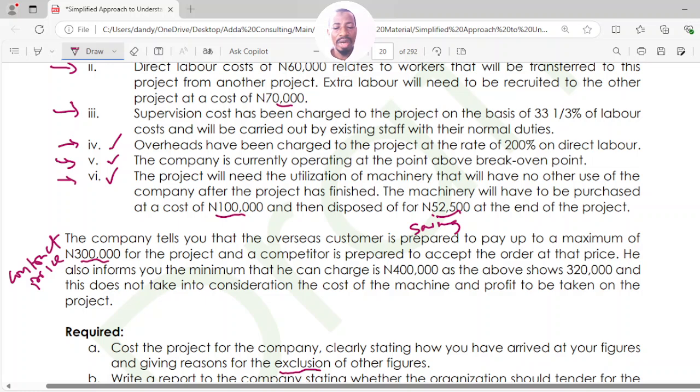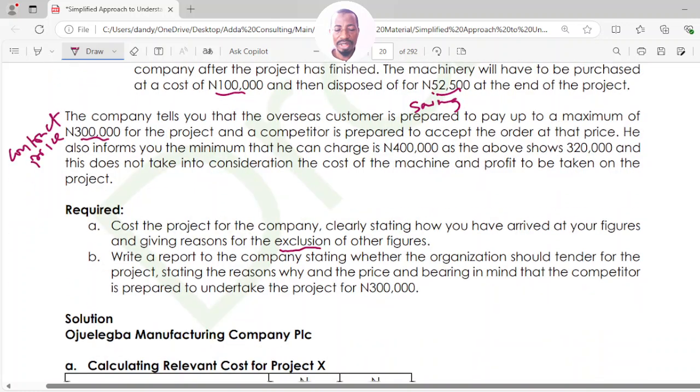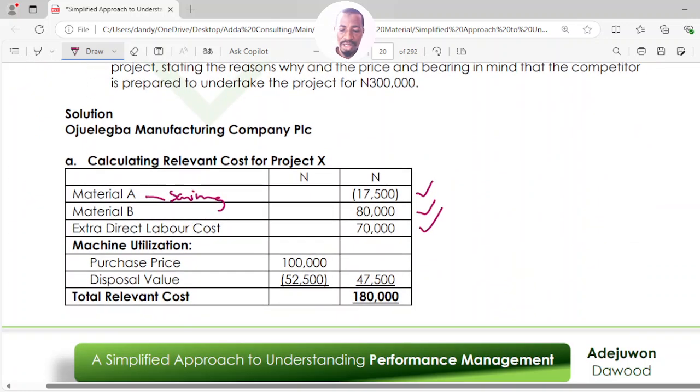Therefore, what is the actual cost of purchasing the machinery? 100,000 minus 52,500 is the actual cost. So the purchase cost is 100,000. Disposal value, which is a saving, is 52,500. The difference represents the 47,500 naira. That's a saving. So at this point, all I need to do is to determine my relevant cost. I just need to add up everything. When you add up minus 17,500 plus 80,000 plus 70,000 plus 47,500.